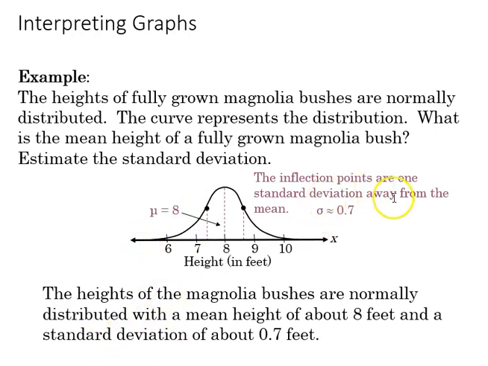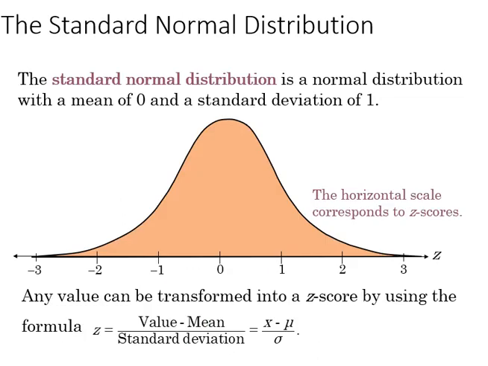The inflection points, now one standard deviation away from the mean, in this case, are 0.7, the mean is 8. And now we come to something called the standard normal distribution, which is a particular kind of normal distribution with these characteristics: a mean of 0 and a standard deviation of 1.